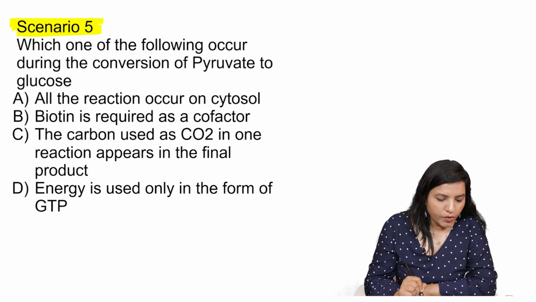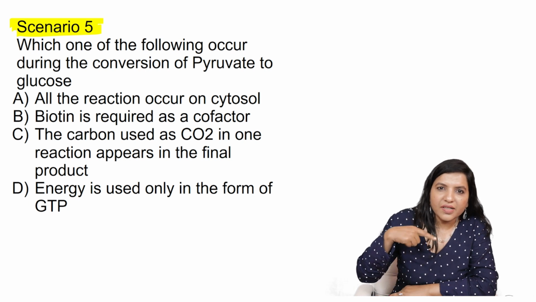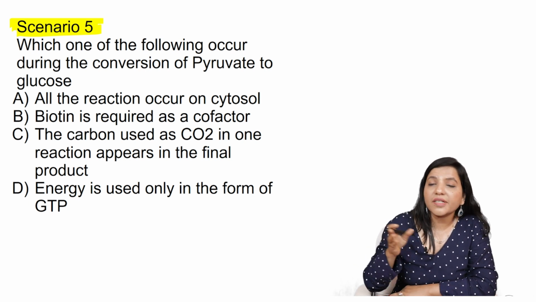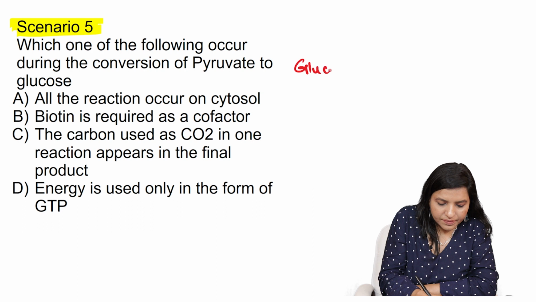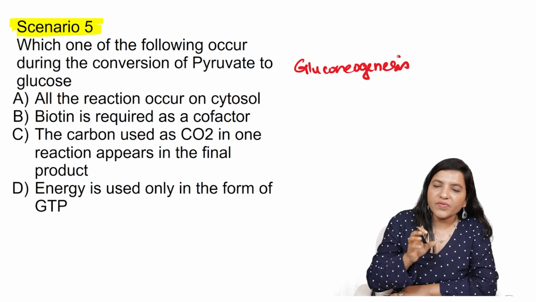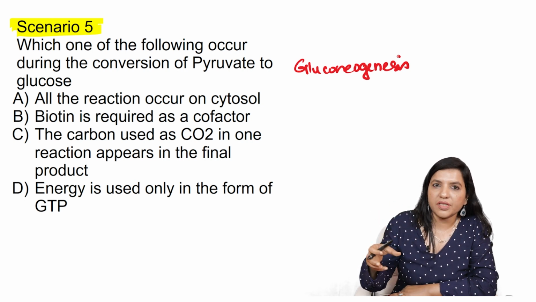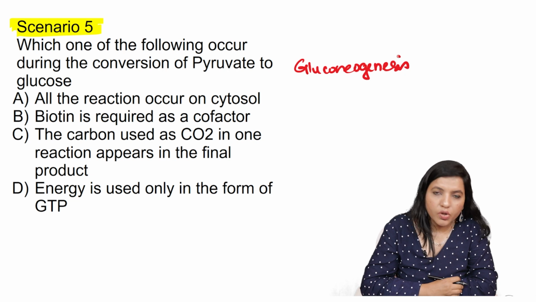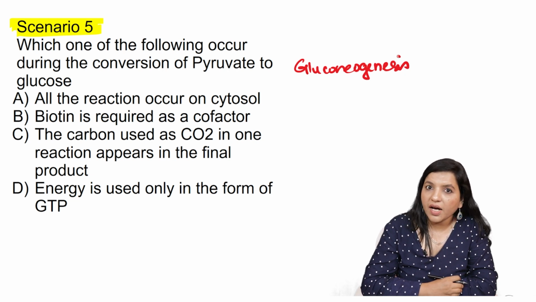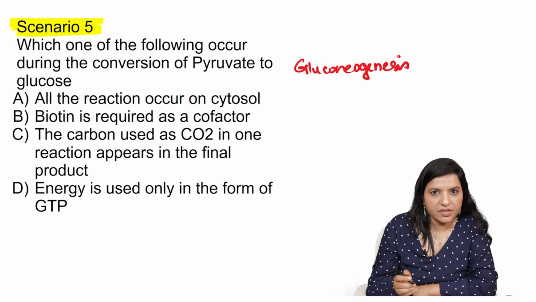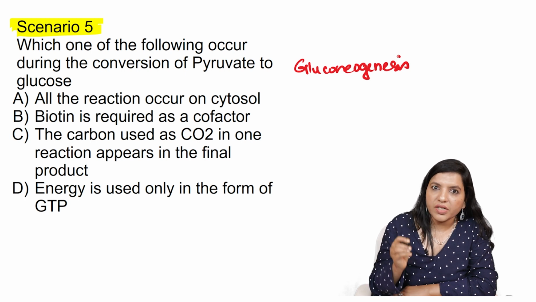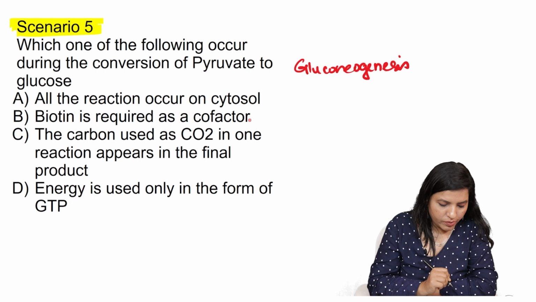Then which one of the following occur during the conversion of pyruvate to glucose? This is also an indirect way of asking. What is that pathway? The pyruvate to glucose pathway is gluconeogenesis. Now, once we understood that pyruvate to glucose is gluconeogenesis, we will see the options. All the reactions occur in the cytosol. Is it like that? No, there are reactions that occur in the mitochondria as well. Biotin is required as a cofactor. Yeah, pyruvate carboxylase is a reaction and that requires biotin. That is also a correct option.